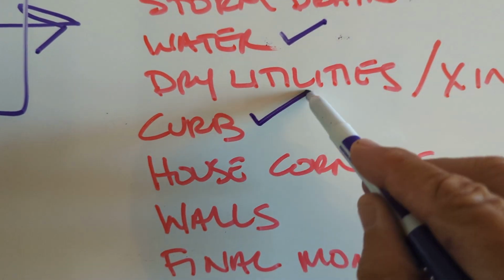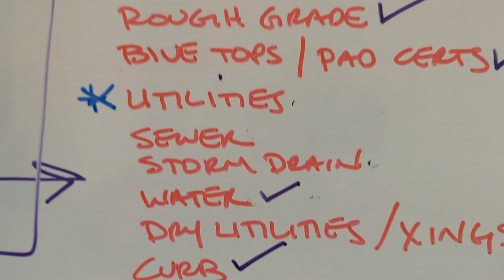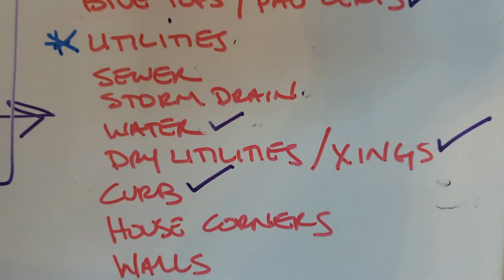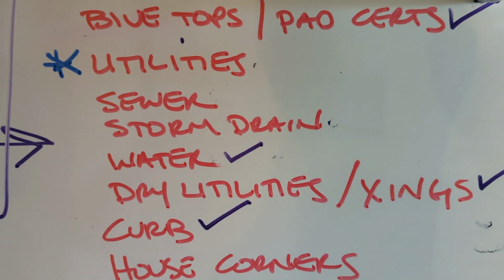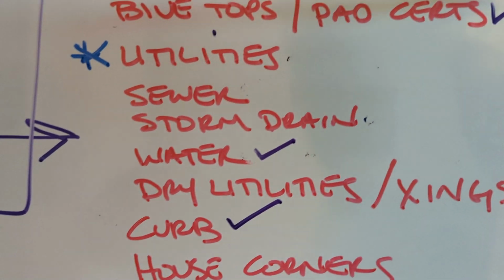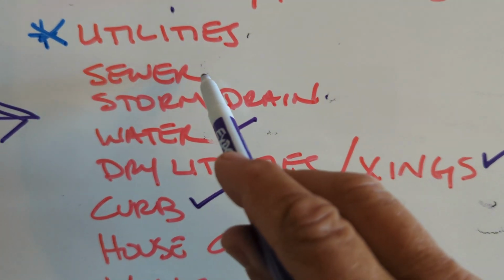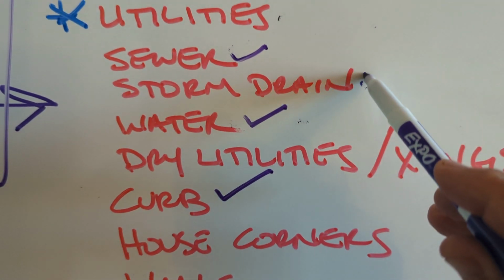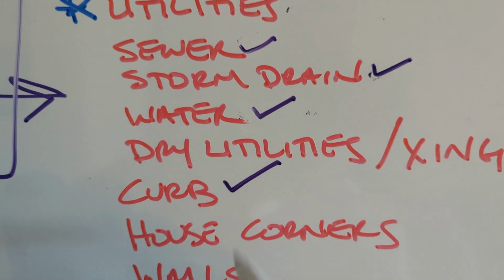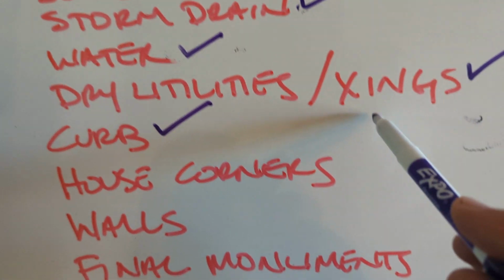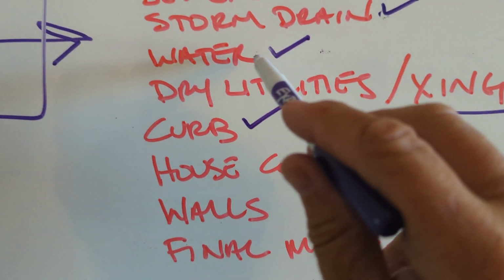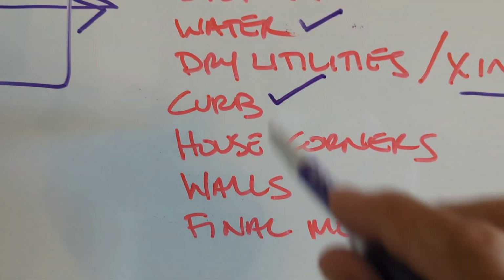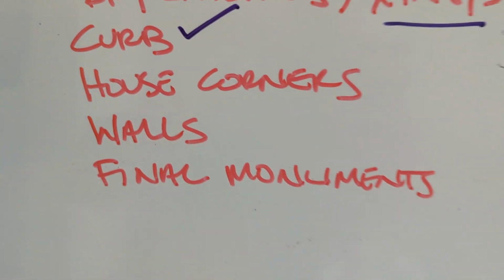Then we do curb. So the job was just out in Lancaster. We didn't do any of the rough grading, but we set control. We got to do pad certs tomorrow with some blue tops. We're currently, they're just finishing up the sewer, storm drain. Got to restake some catch basins. And we're doing the crossings today and tomorrow. And water will be next, and then we're going to start staking some curb.